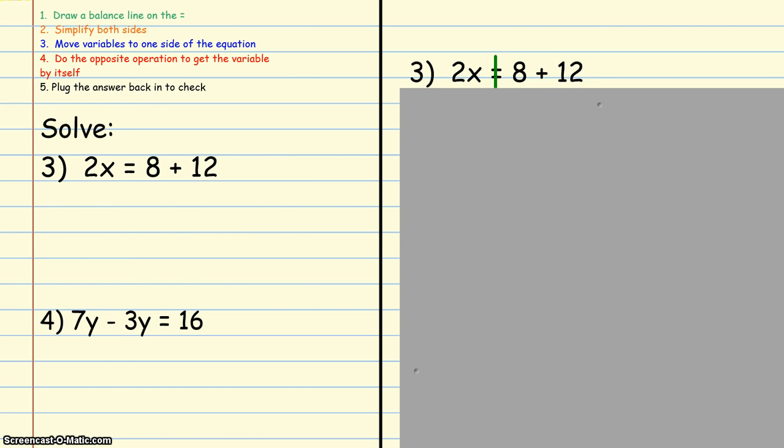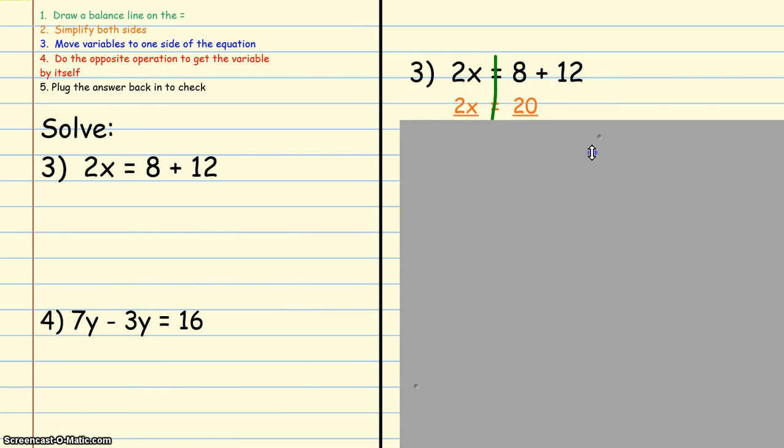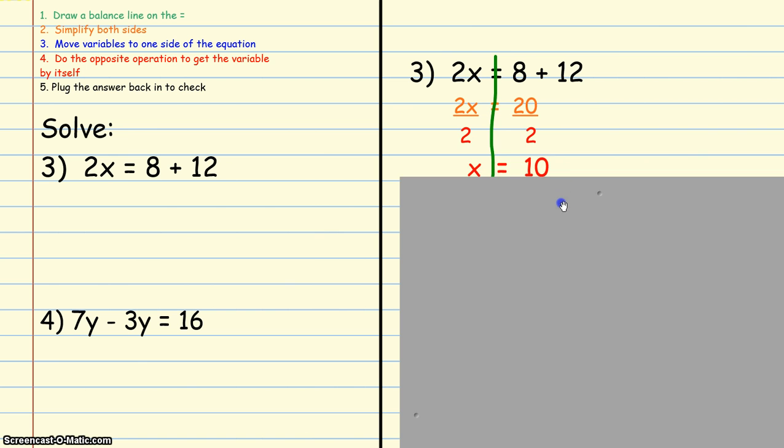Simplify both sides. Now this time we can simplify. We can not simplify 2x, but we can simplify 8 plus 12. 8 plus 12 is 20. So here's our simplifying. Whoops, I went a little far, sorry. We only have one set of variables, so we can skip step 3. Do the opposite to get the variable by itself. So we have 2 times x. Our last step is divide. Divide both sides by 2, and x equals 10.